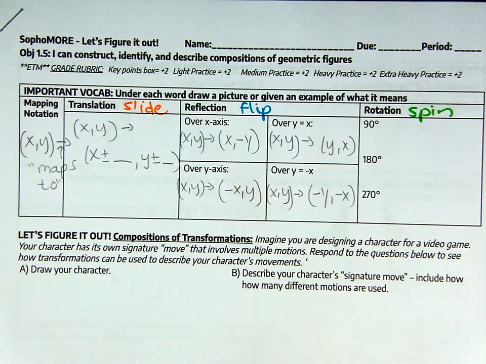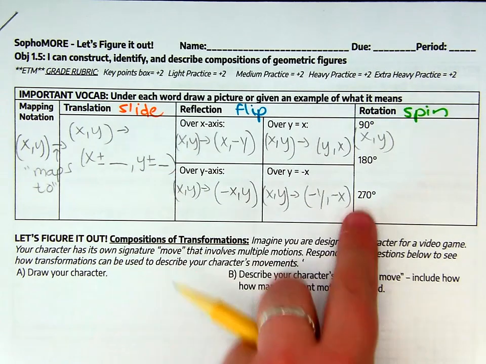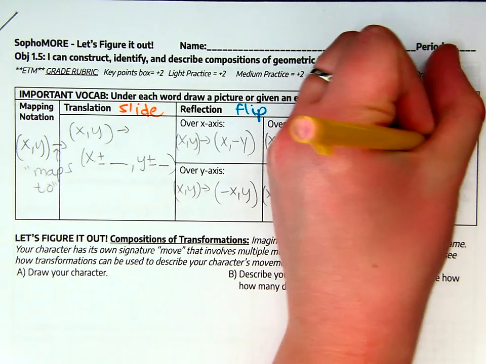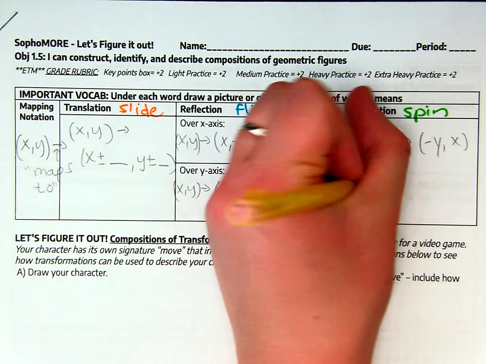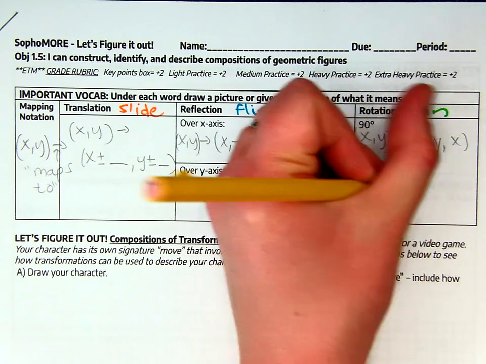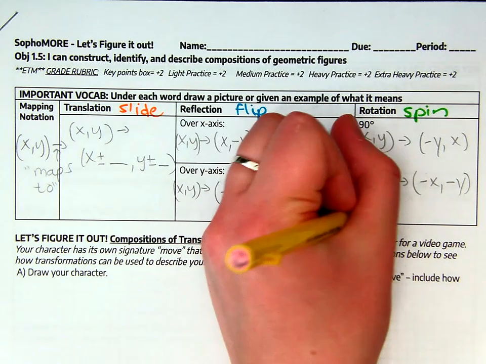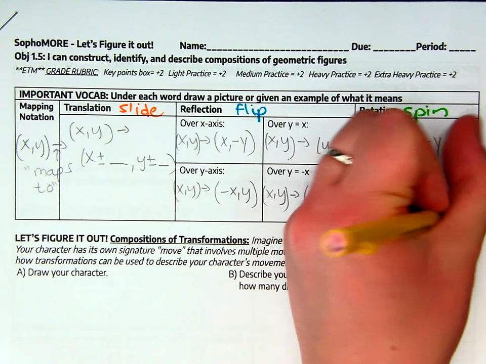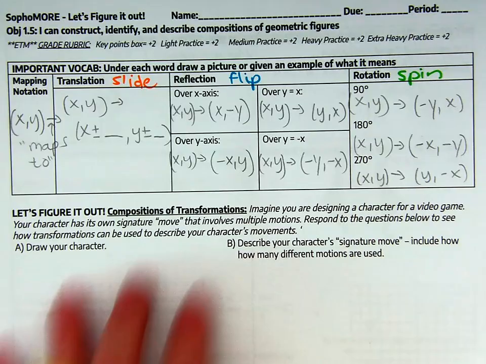Now rotation. If we rotate 90 degrees, and notice all of these are positive, so we're going counterclockwise, x, y will map to opposite y, x. For a 180 degree rotation, x, y will map to opposite x, opposite y. And for a 270 degree rotation, x, y will map to y, opposite x, okay? So, let's see some examples of this. We're going to jump to our key points box.